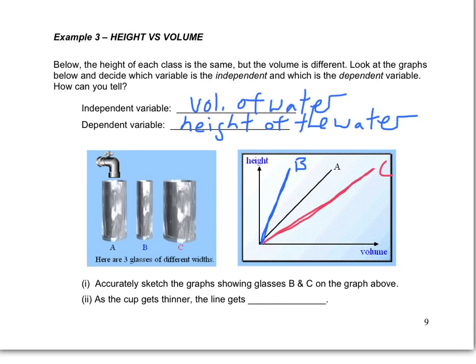But we can see that their heights are all the same because the heights of the vessels are all the same. So as the cup gets thinner, the line will get steeper.